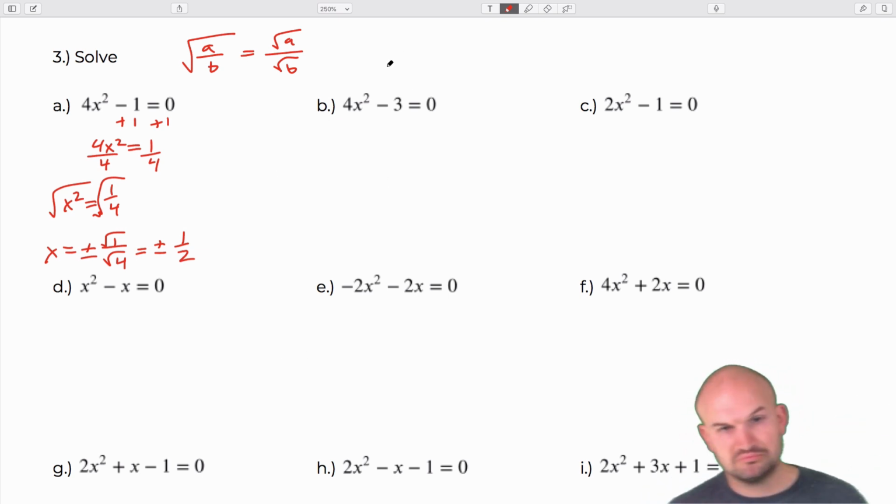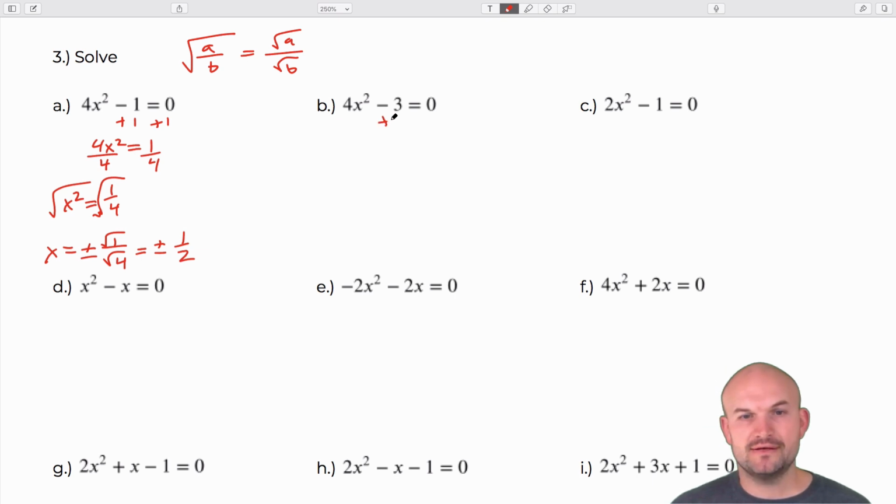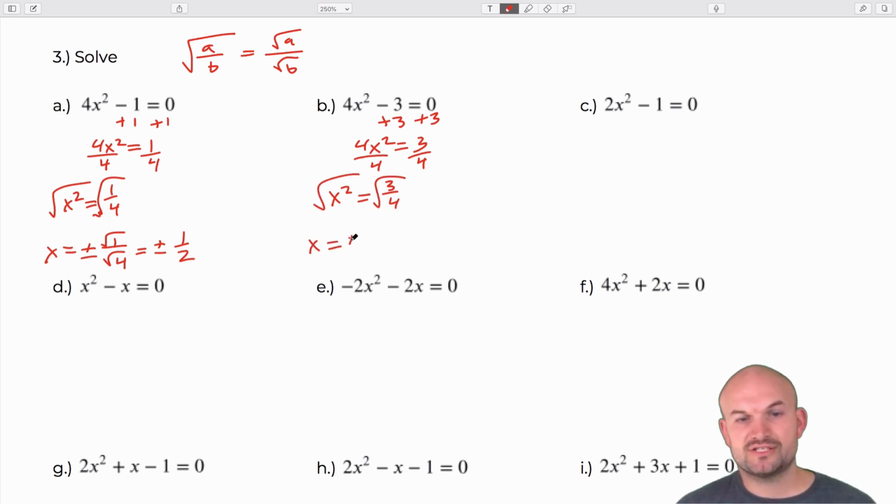The next example, we do the same thing. We're going to add a 3 to both sides. Then we have 4x squared is equal to 3. Divide by 4, divide by 4. So now we have x squared equals 3/4. Introduce the square root. X is equal to plus or minus the square root of 3 over the square root of 4, which can be simplified to plus or minus the square root of 3 over 2.